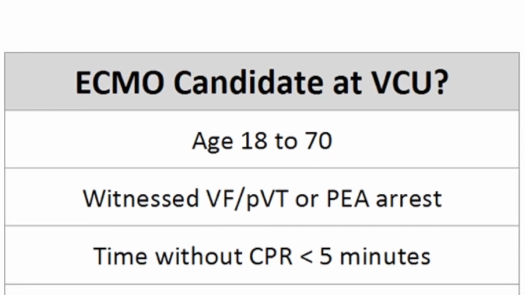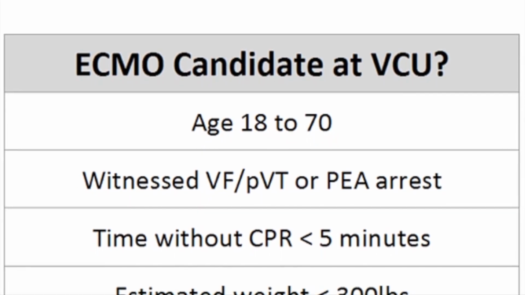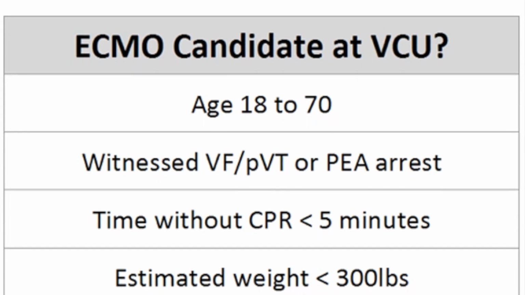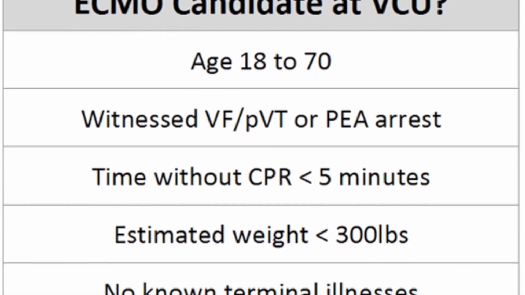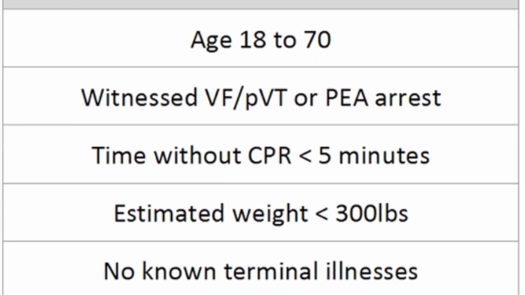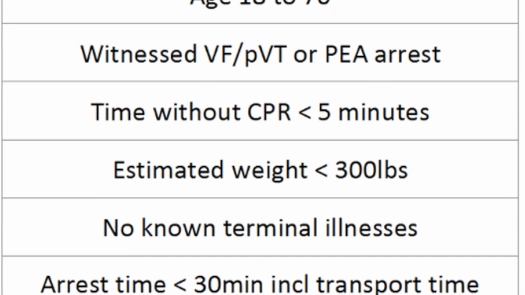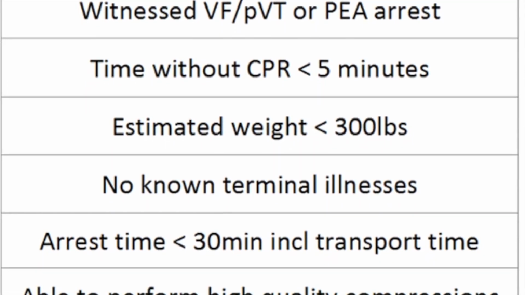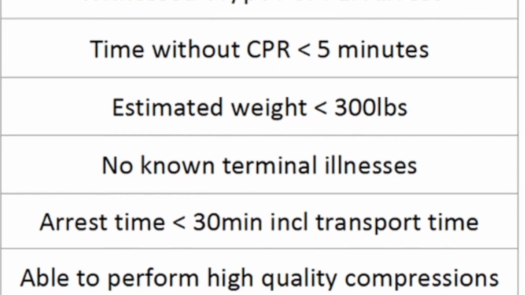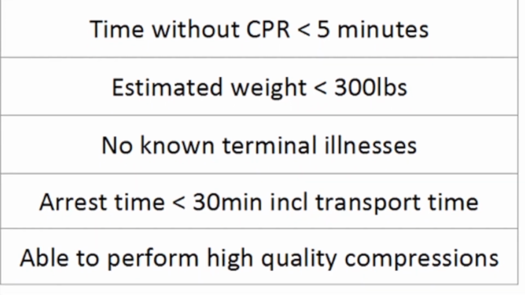Age 18 to 70, witnessed VF, persistent VT, or PEA arrest. Time without CPR less than 5 minutes, estimated weight less than 300 pounds, no terminal illnesses, and arrest time less than 30 minutes, including the transport time. And high quality chest compressions continuous once EMS arrive, okay? That covers all but I think one of the inclusion and exclusion criteria.